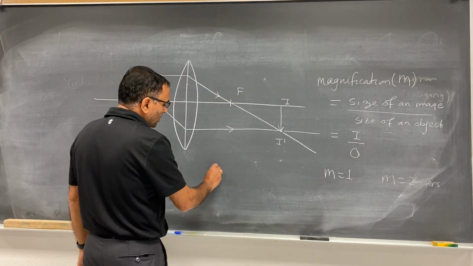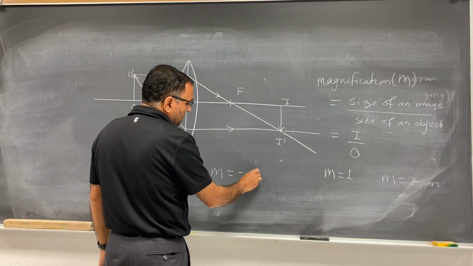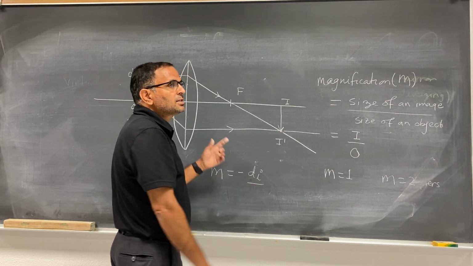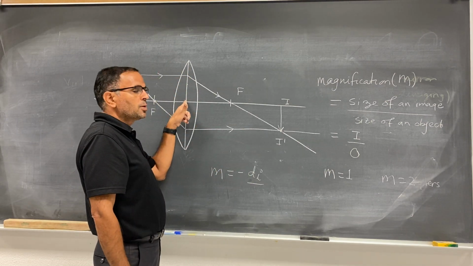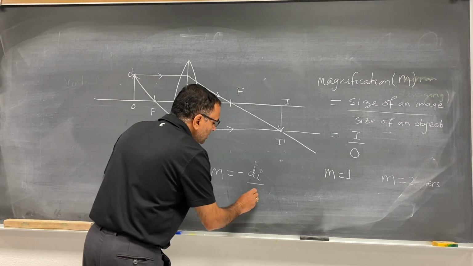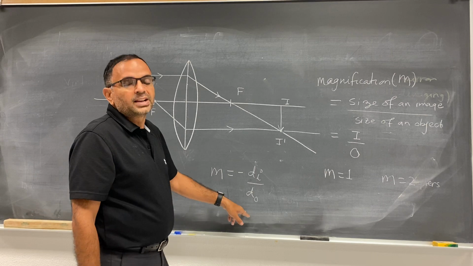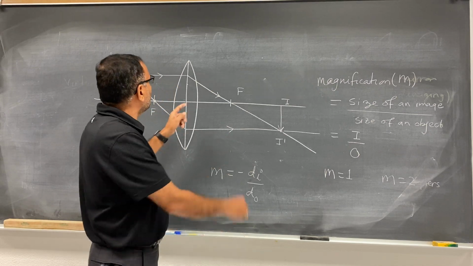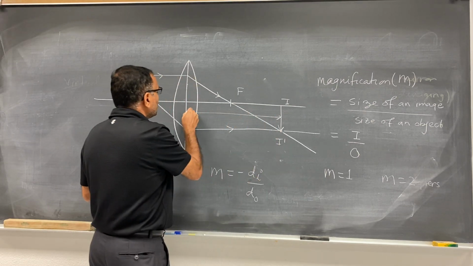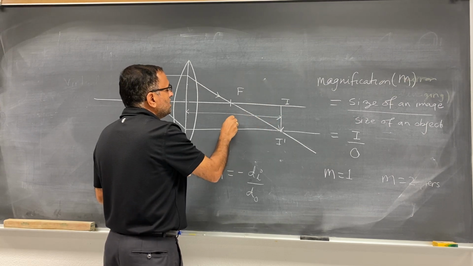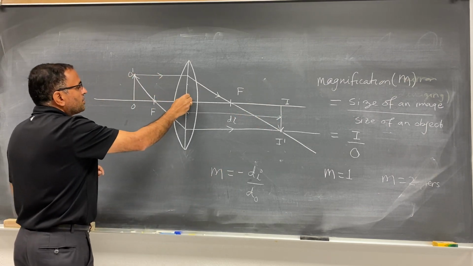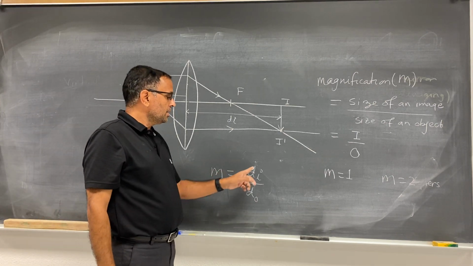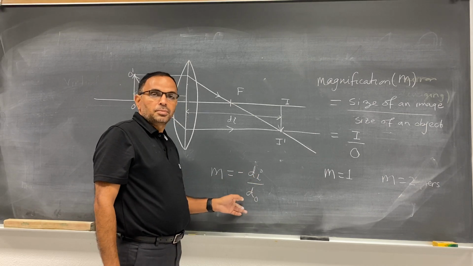Or the magnification you can also write down like this: magnification is negative d_i over d_o. What is image distance? The distance of the image from the center of the lens. d_i is the image distance. You measure it like this. From the center of the lens to the image, this is called the image distance, d_i. And from the center of the lens to the object, this is called the object distance, d_o. So the magnification is negative d_i divided by d_o. This is also the magnification formula.